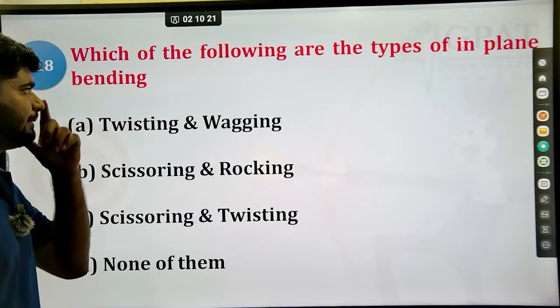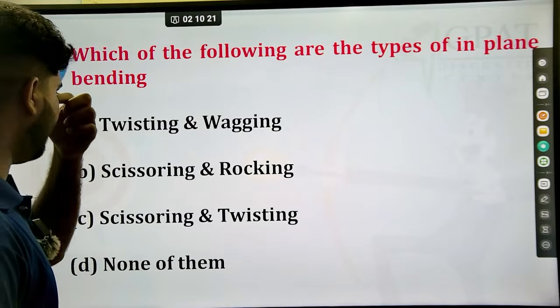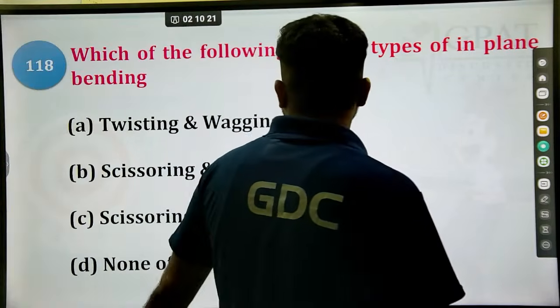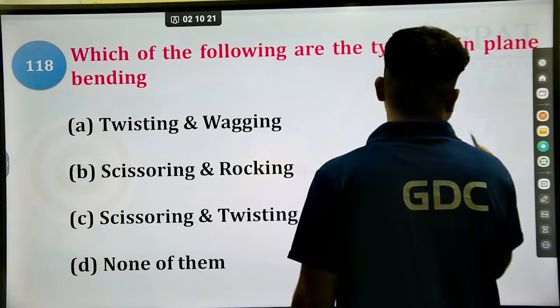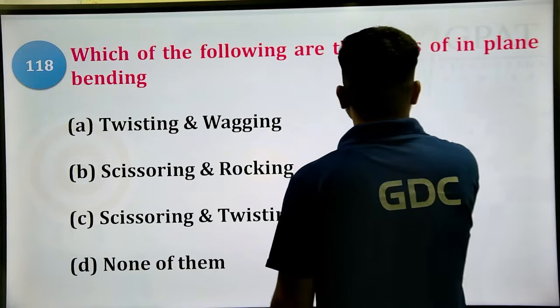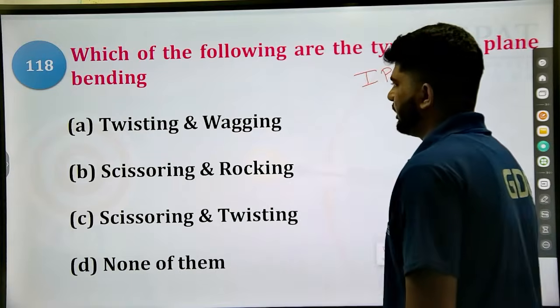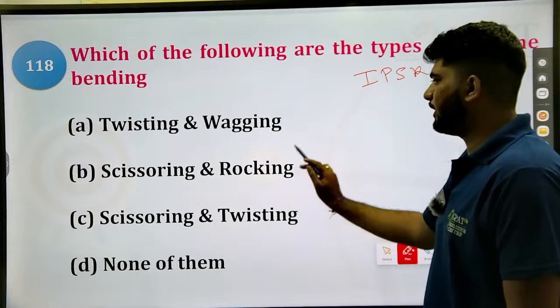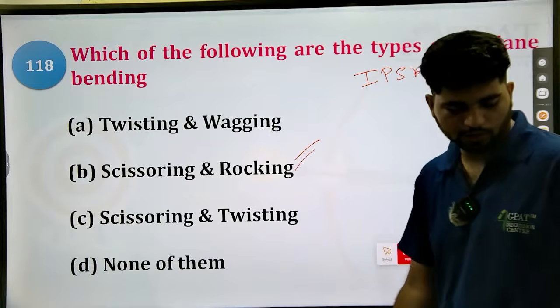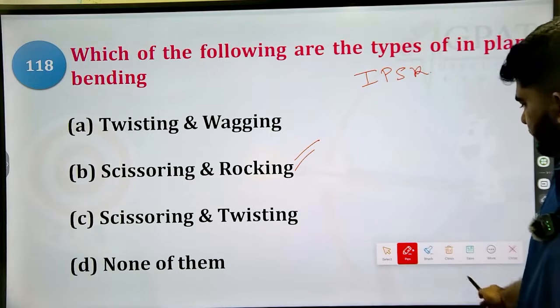Which of the following are the types of in-plane bending? In-plane bending, IPSR. That was a trick to remember. In-plane bending, twisting and wagging? No. Scissoring and rocking? Yes. Scissoring and rocking is going to be your correct answer, right? IPSR.